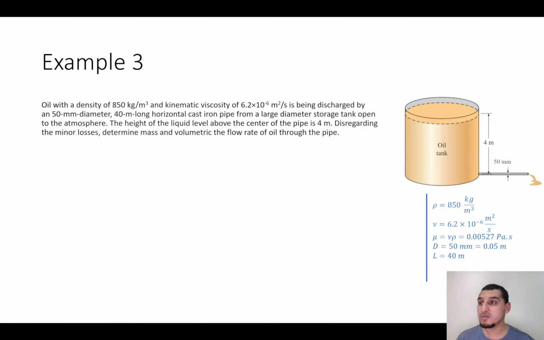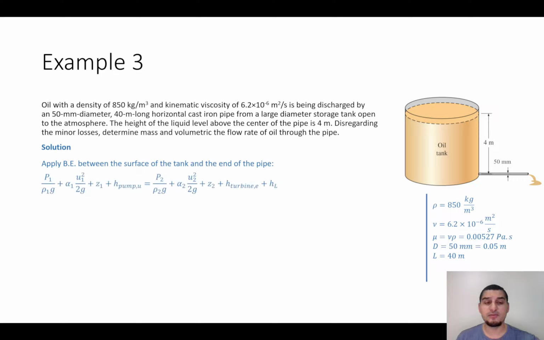So again, I like to start with the very basic principles, which is the Bernoulli equation. So we apply it, and then we will see how the velocity can be calculated. If we apply the Bernoulli equation between the surface of the tank and the effluent of the pipe, then we have 0 velocity at point 1. The height is 4 meters. This is atmospheric. Here is atmospheric. The height is 0 and the velocity is unknown.